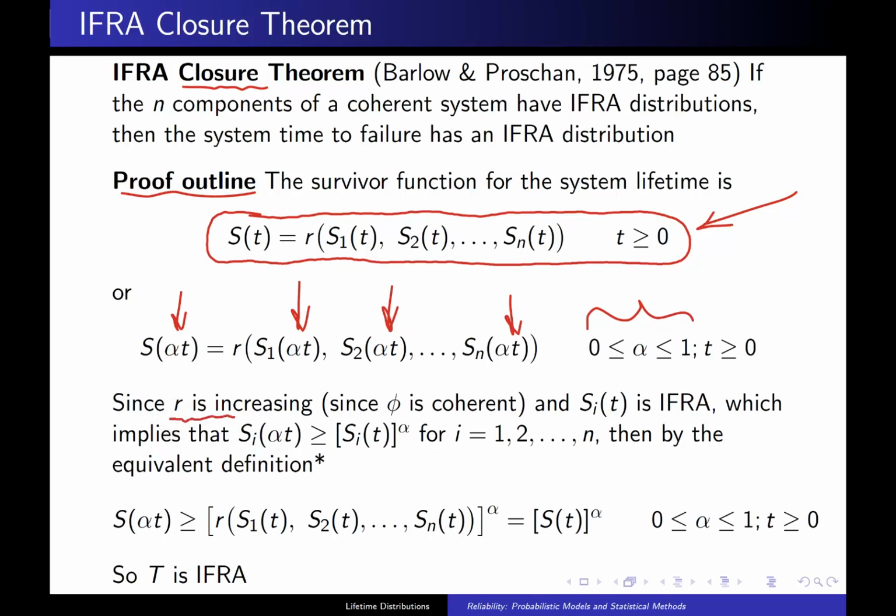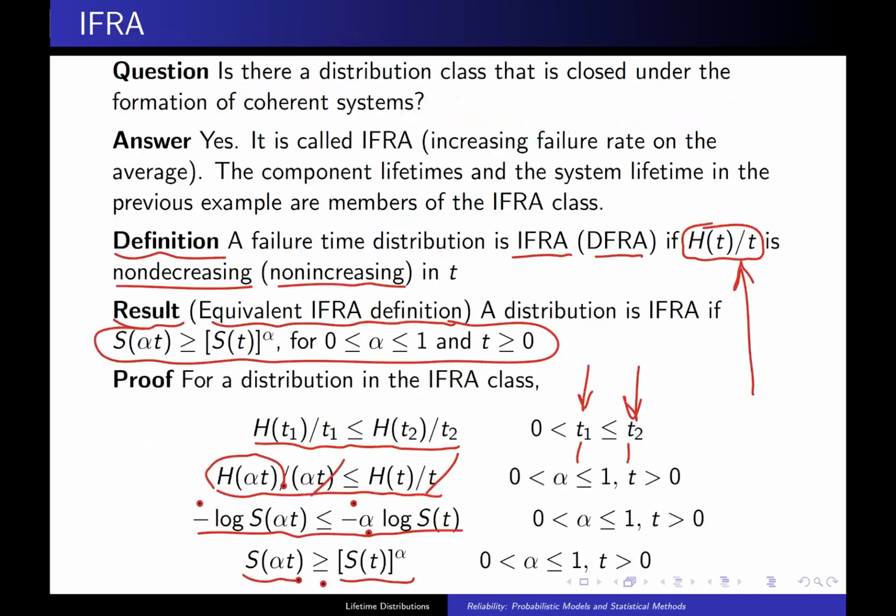Next, since r is an increasing function, and why is it increasing? Because we have assumed that we have a coherent structure that we have put together. And furthermore, we are assuming that each one of the component lifetimes is in the IFRA class. This implies that Si of alpha t is greater than or equal to Si of t to the alpha for i equals 1 to n. And that is by the expression that we had on the previous page right here.